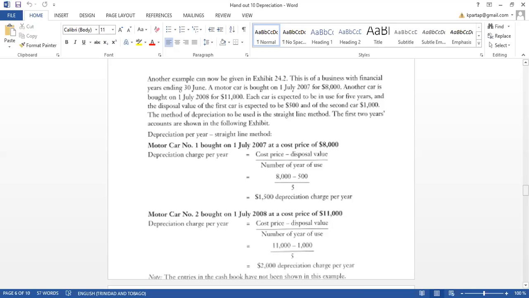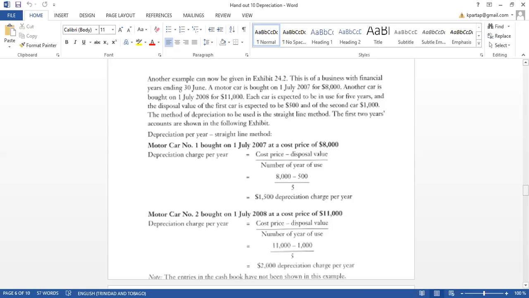Each car is expected to be in use for 5 years, and the disposal value of the first car is expected to be 500, second car 1,000. We are using the straight line method. The first 2 years' accounts are shown below. So, depreciation per year using the straight line method.